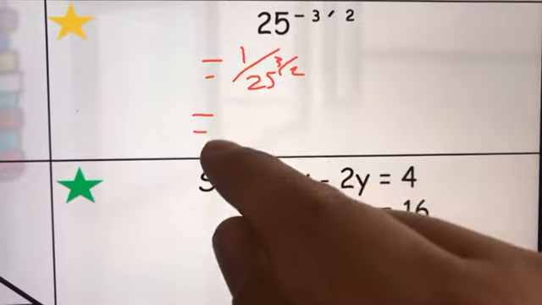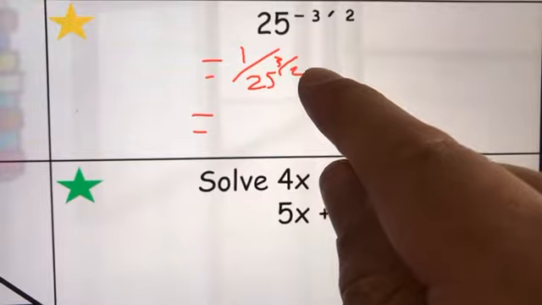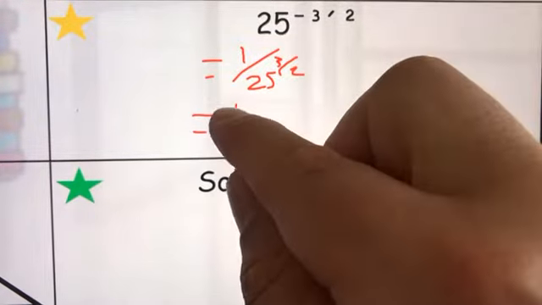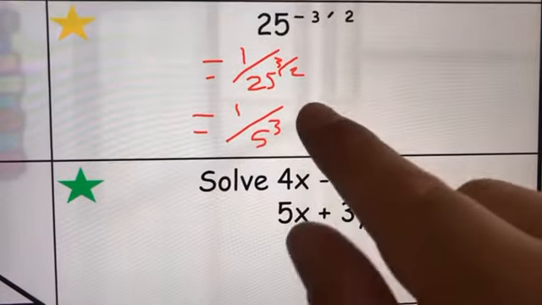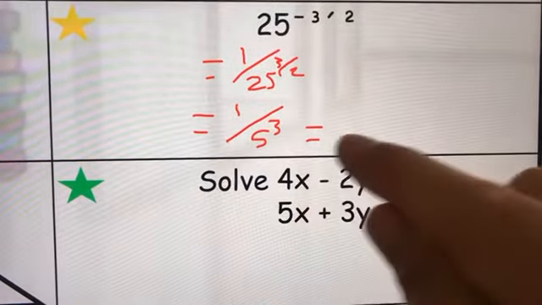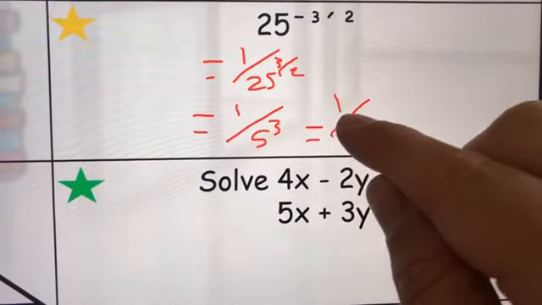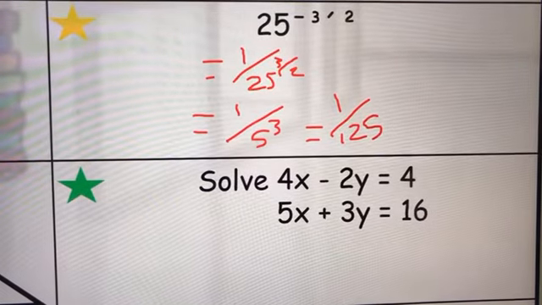Then I'm going to do the bottom one, which when it's over 2 as a fraction with indices, it means square root. So square root of 25 is 5. So I'm left with 1 over 5 cubed, because I've got rid of that over 2 now. 5 cubed means 5 times 5 times 5. So it's 1 over 125 as an answer. Next one. That's worth 2 points.